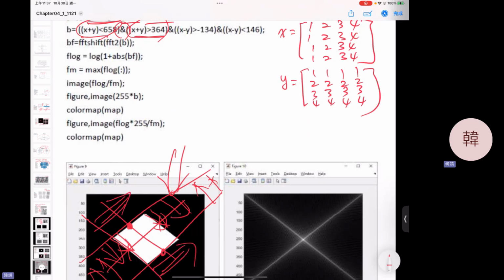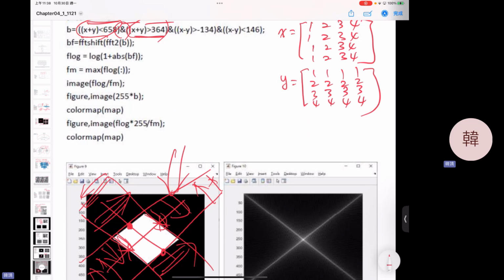Which one is larger? X minus y should be larger than something, and this one, y minus x should be larger than something, right? So you can take the intersection of these 4 conditions and you get a white box, a diamond-shaped white box. Okay, that's just a trick.